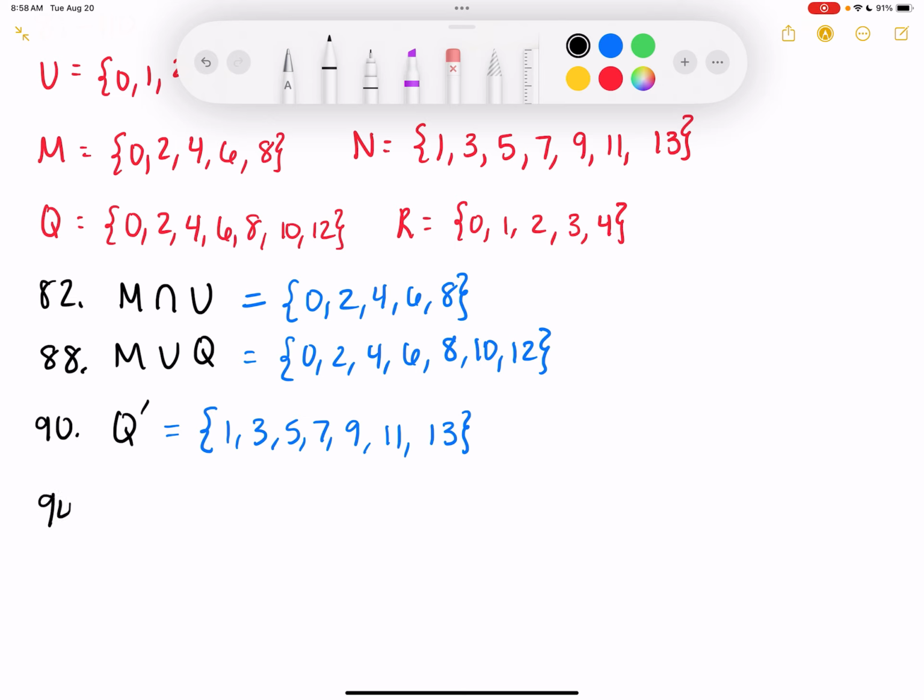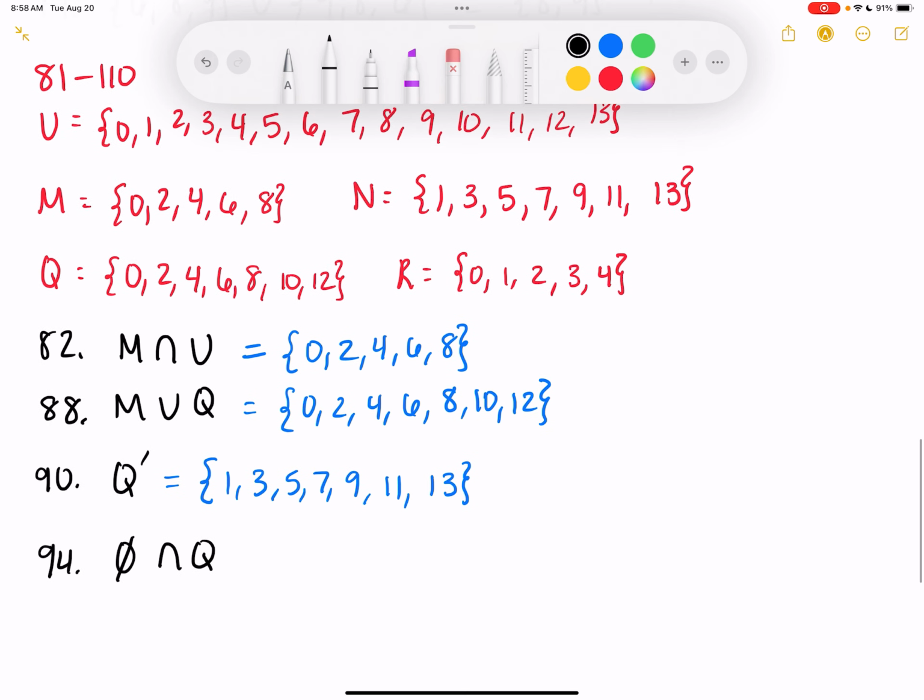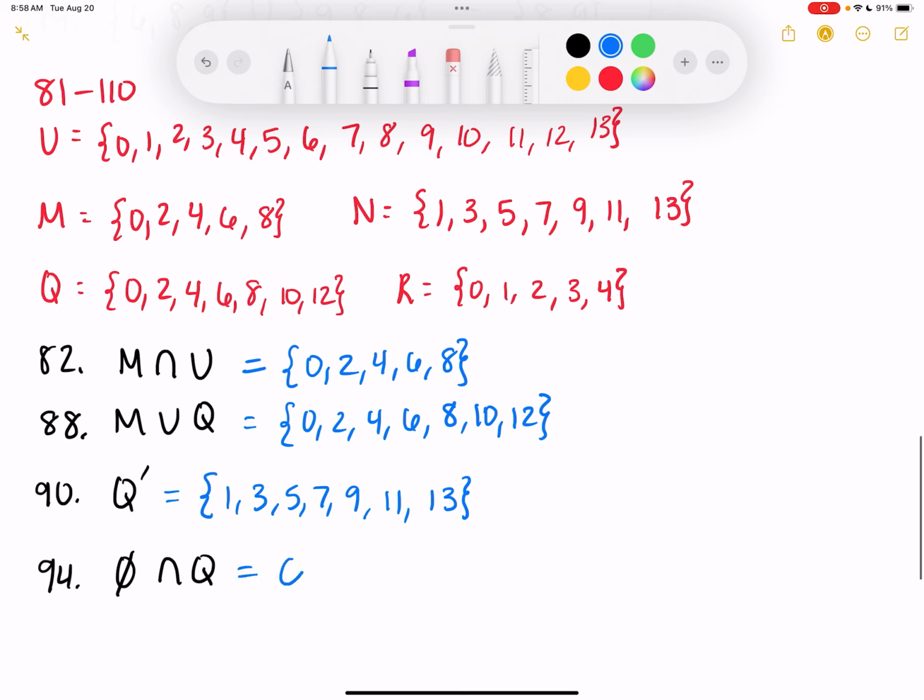And then 94, the empty set intersected with Q. So I'm looking for overlap. Is there any overlap with the empty set and set Q? No, right? So this would be equal to the empty set, and this would be one that we would want to say is disjoint, basically meaning there's no elements that are in both. No elements in common.